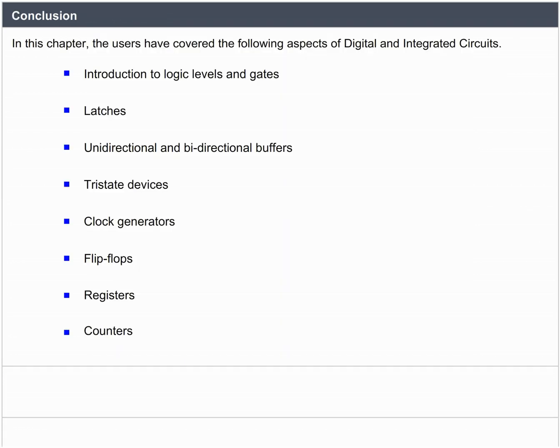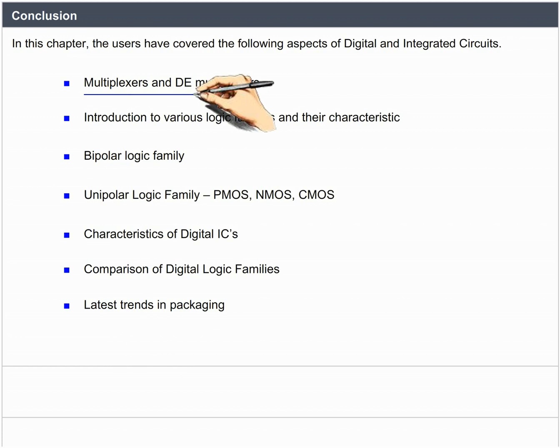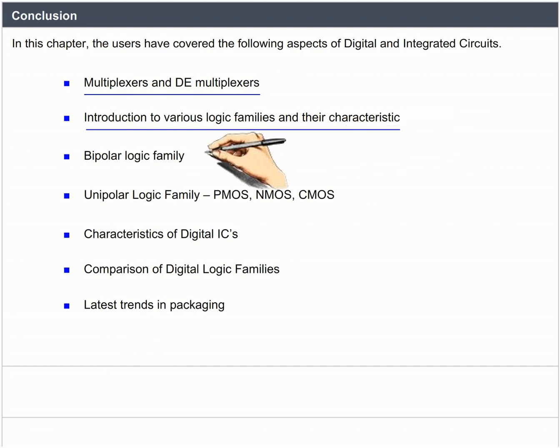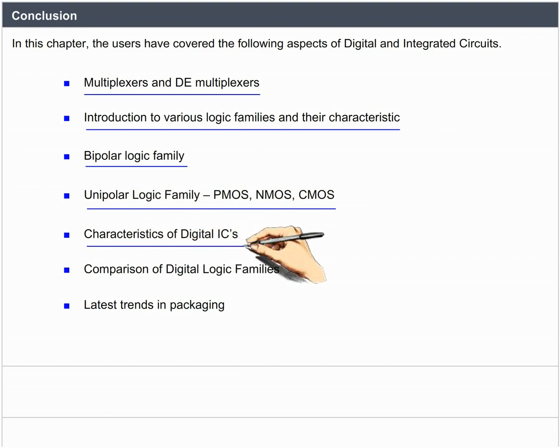Conclusion. In this chapter, the users have covered the following aspects of digital and integrated circuits: introduction to logic levels and gates, latches, unidirectional and bidirectional buffers, tri-state devices, clock generators, flip-flops, registers, counters, multiplexers and demultiplexers, introduction to various logic families and their characteristics, bipolar logic family, unipolar logic family, PMOS, NMOS, CMOS, characteristics of digital ICs, comparison of digital logic families, latest trends in packaging.